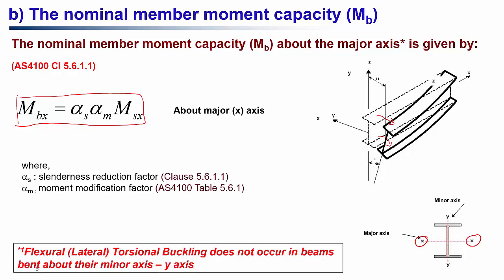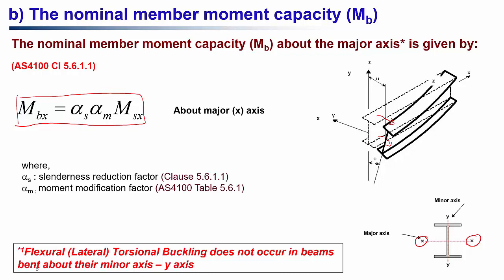Now one point to note here is that lateral torsional buckling does not occur in beams bent about their minor axis or y-y axis. What it means is that lateral torsional buckling only occurs for beams bending about the major axis or x-x axis. When it is bending about the major axis, there is a possibility of lateral torsional buckling about the minor axis. It can buckle about the minor axis, which is the weaker one, right? But if it is bending about the minor axis to start with, then it cannot have lateral torsional buckling, because the buckling has to occur against the stronger axis, which is x-x axis, and the bending will be predominant over the lateral torsional buckling.